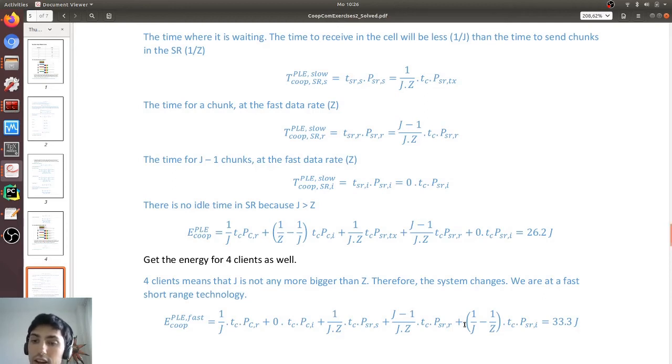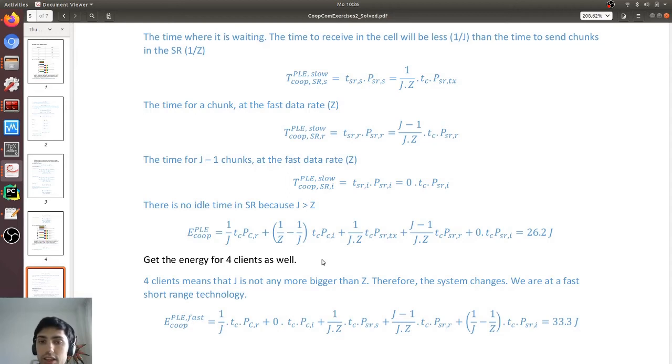So now, before we had 1 divided by Z minus 1 divided by J, because of course 1 divided by Z was the number of users, which was bigger than 1 divided by J, which was the time it takes to download the chunk from the cellular. But this time 1 divided by J is bigger.